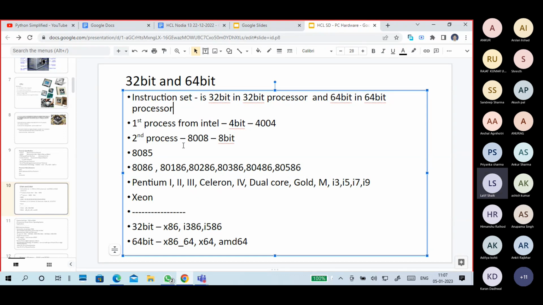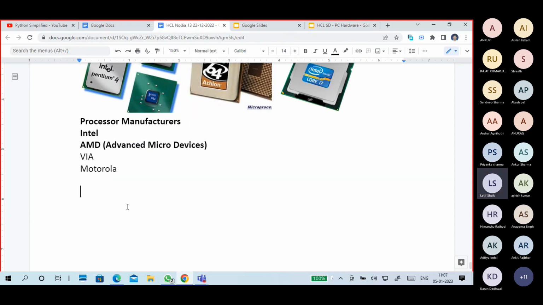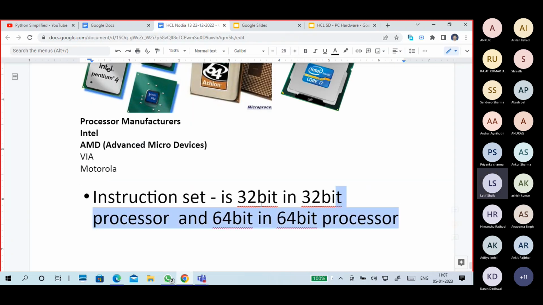In processors, guys, there are 32-bit processors and 64-bit processors. Nowadays, we have 32-bit processors and 64-bit processors.